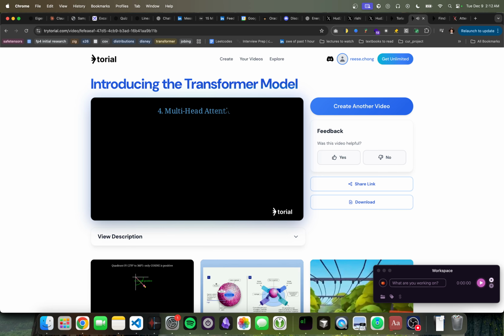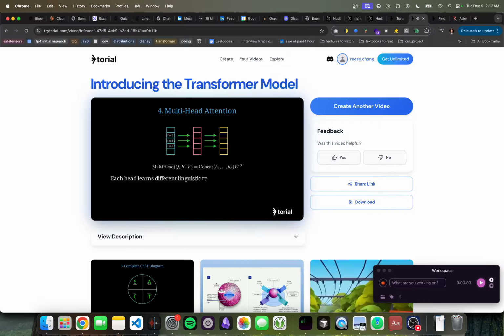Instead of one attention mechanism, transformers use multiple attention heads in parallel. Multiple attention heads run in parallel, each learning to focus on different aspects of the relationships between words. The outputs from all attention heads are concatenated and projected to create the final multi-head attention output. Different heads specialize in different patterns. Some might focus on syntax, others on semantics or long-range dependencies.